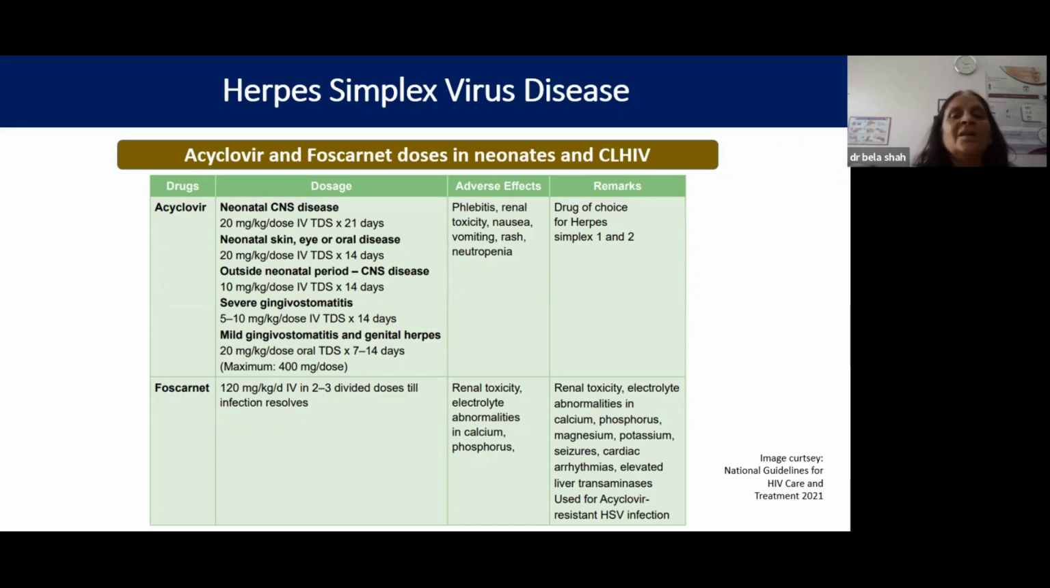We do not have foscarnet with us. So all of the patients we managed with acyclovir, and till today we have not seen any resistance. And you continue the drug for a little more days. It is not a concern for us at the moment. But of course, if you read the journals and articles, resistant herpes is widely reported across the globe.